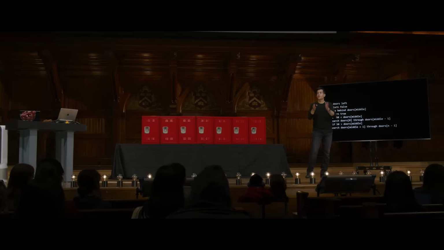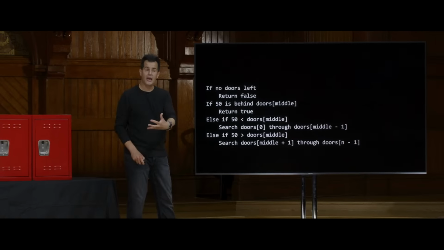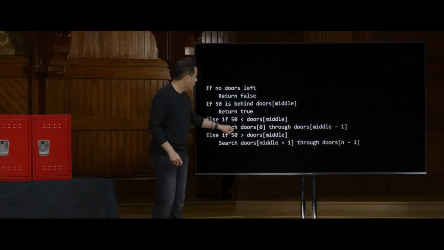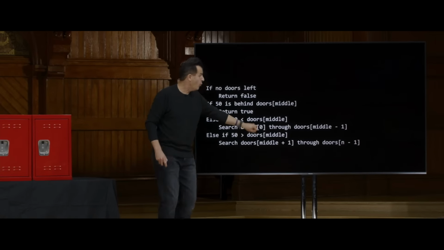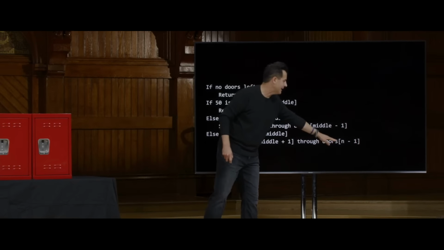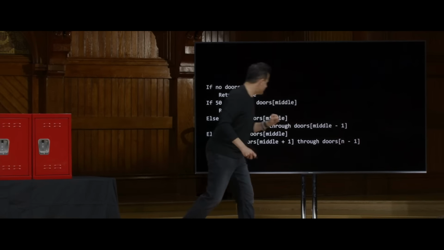Meanwhile, if I don't find 50 behind the middle door, let's ask the question. If 50 is less than the value at the middle door, then let's search, not the left half per se in the general sense, more specifically, search doors bracket 0 through doors bracket middle minus 1. Otherwise, if 50 is greater than the value at the middle door, go ahead and search doors bracket middle plus 1 through doors bracket n minus 1. Now let's consider these in turn.